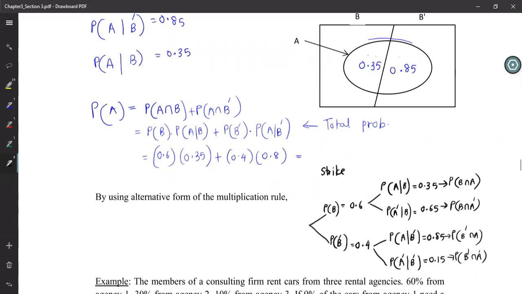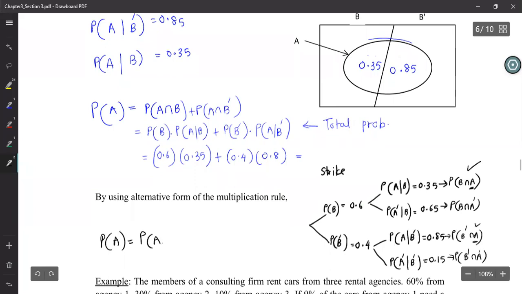Now, what we want is P(A), right? What we want is P(A). So what you have to do is, in these 4 possibilities, pick up the probabilities where you see A. See, this is A. This is not A. This is A, so you pick this one. This is not A, so you don't get it. So what are the probabilities you need? You need A intersection B, the first one, plus the third one, A intersection not B.